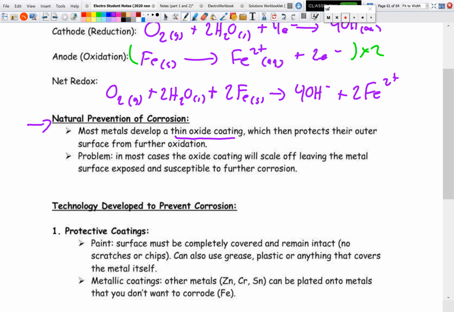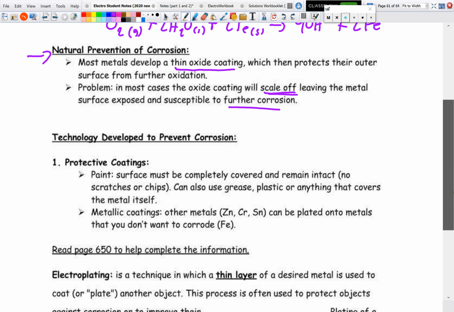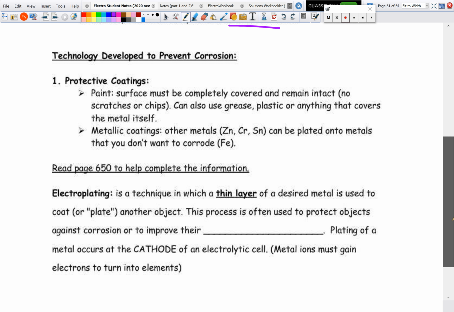Now, this is useful, but the problem is that in most cases, the oxide coating will scale off because it's very brittle. And this leaves the metal surface exposed, and then it can corrode even further, or create another oxide coating that'll fall off, and then another one will form, and so on and so on. So over time, it'll just start getting thinner and thinner and thinner. So scientists need to figure out a way to actually prevent this. So they came out with some technology.